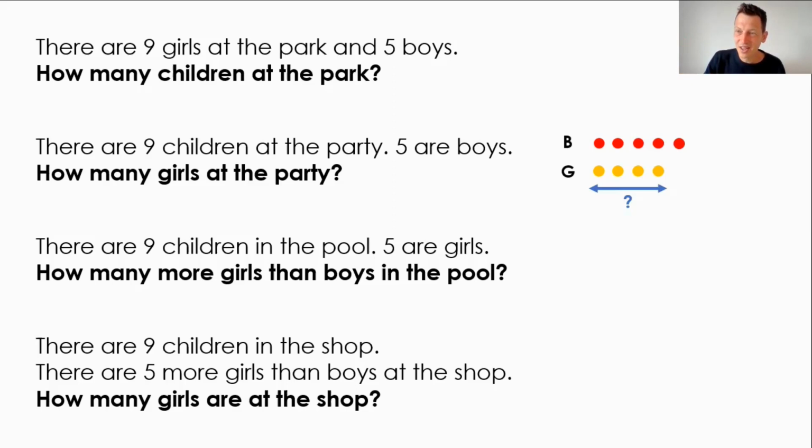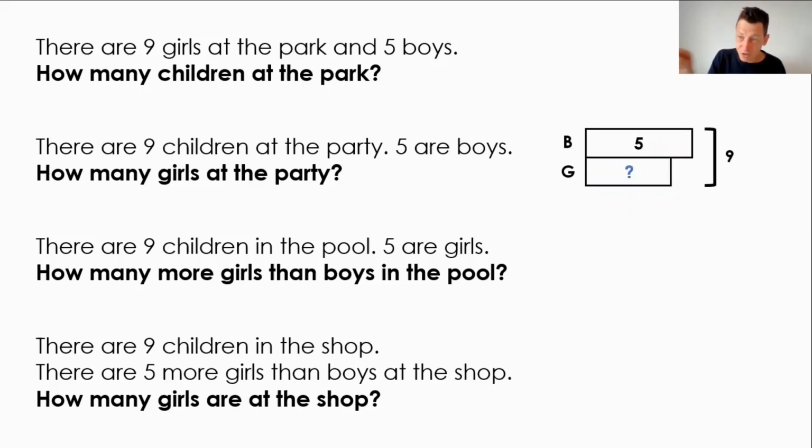And then again, we could draw around that information and represent that in a bar model in this way, showing the information that we're given, which is the 9 children is the 2 parts, 5 are boys, how many are girls? 9 children in the pool, 5 are girls, how many more boys than girls?